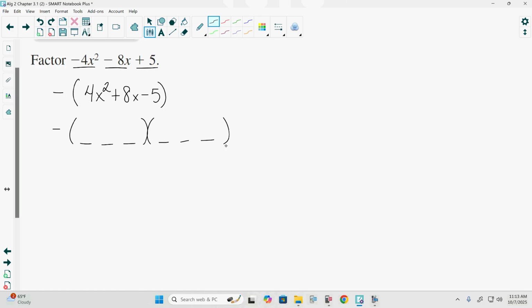Now, the reason I would want to do this is it's not going to change the process if we left it as negative 4x squared. The only thing that would change is when we looked at the factors of the first term, we have to look at the factors of negative 4, not just 4. I would rather get rid of that negative and not have to worry about that. Now the steps hold true.